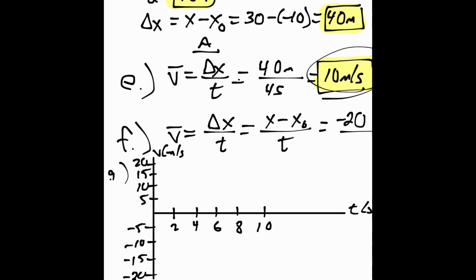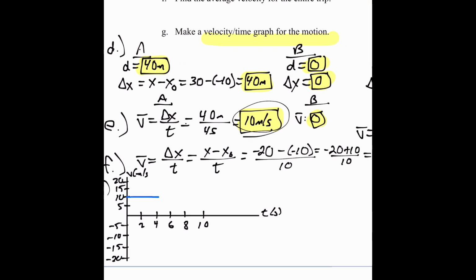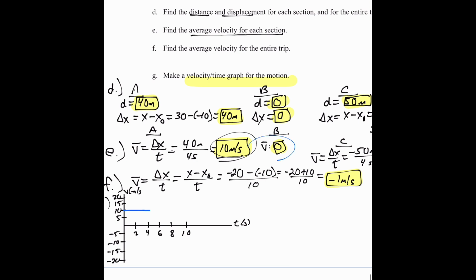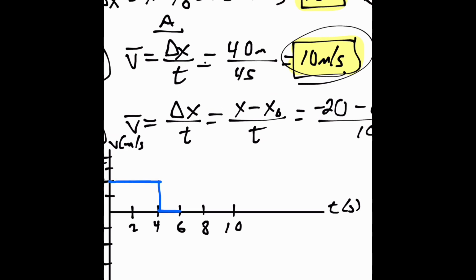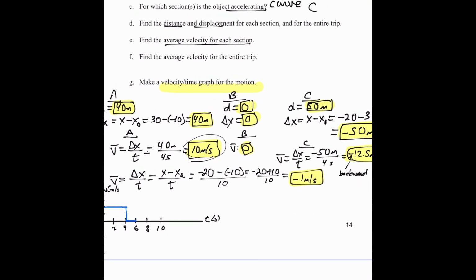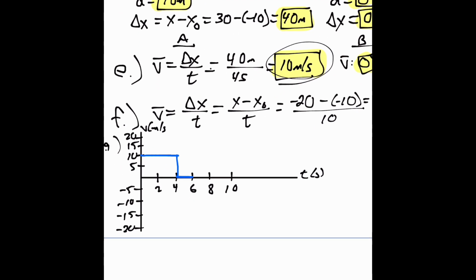So for the first part of this trip, for first 4 seconds, I have an average speed of what? 10. Okay, then for the next part, I have no speed. So I'm going to make a flat line for a couple seconds down here. Okay, and then finally I have an average of negative 12.5 for the remaining 4 seconds. So I'm going to go down here. Right, and there's the rest of my graph.